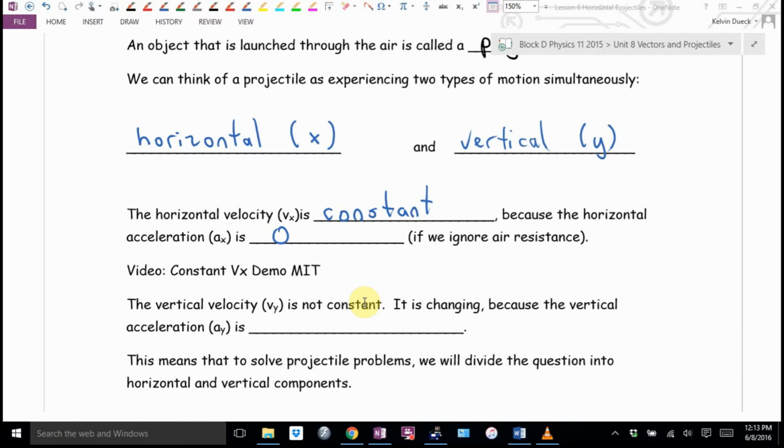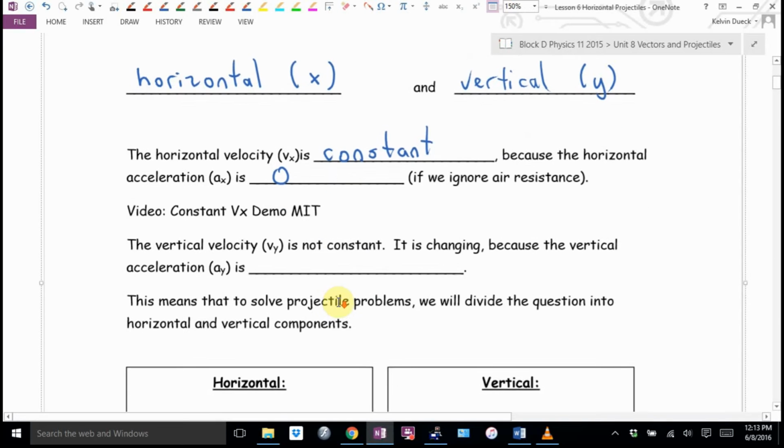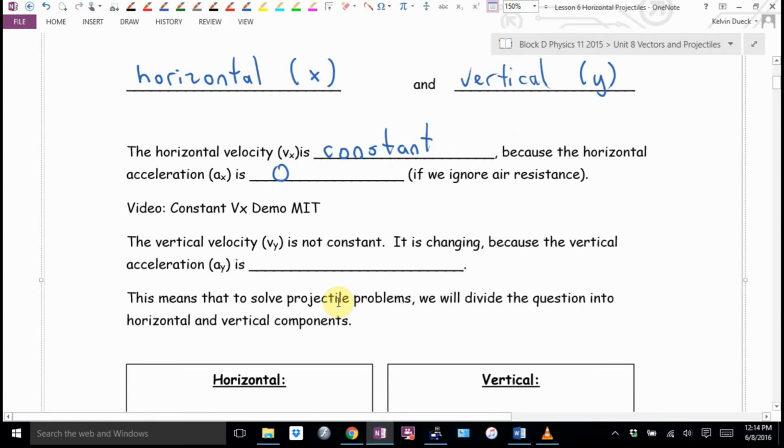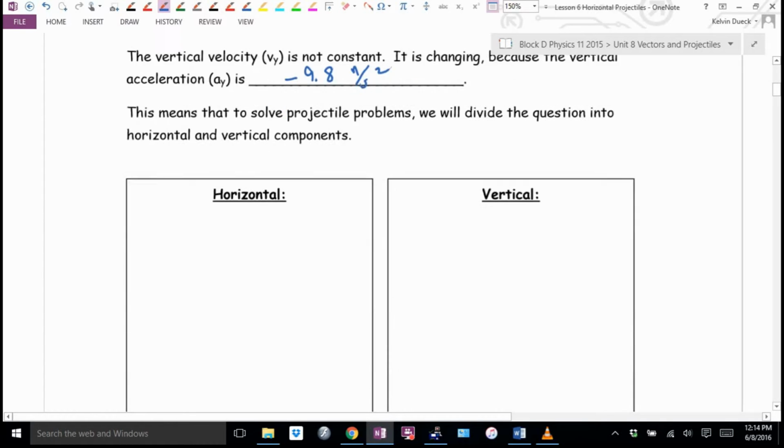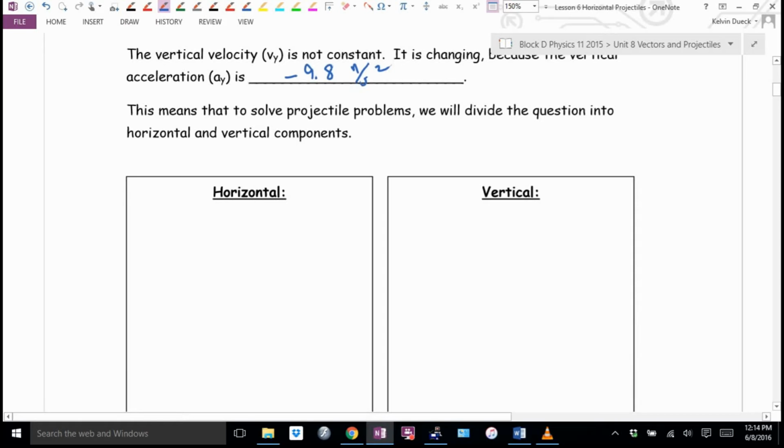The vertical velocity, which I'll call Vy, is not constant. It's changing because the vertical acceleration, which now I'll call Ay, is equal to, Connor, you said it earlier. What this means is solve a projectile problem. Not free fall, Karn, but a projectile when you give it a sideways velocity and it's in free fall.